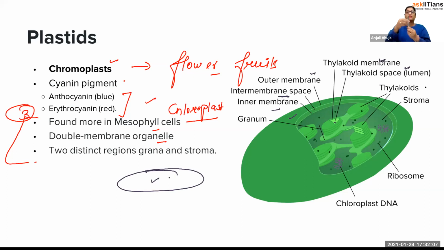Lumen means the internal. Suppose this is a pen. Inside the pen, the cavity is known as lumen. So lumen is like a generic word, it's not a terminology. So thylakoid space, thylakoid and stroma and ribosome and chloroplast. I suppose that is clear to you. Now let's move forward.